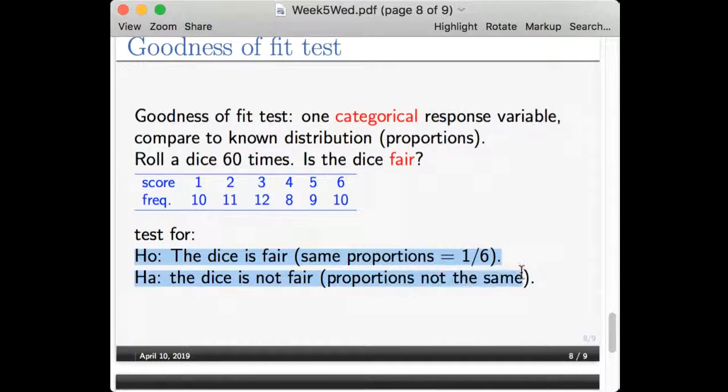To what degree of confidence? Well, if we don't say, we assume 0.05 is our cutoff. So, firstly, what are our hypotheses? The null is that the dice is fair, which translates to the proportions all being 1/6. And our alternative is that the dice is not fair. That's H0, the null hypothesis, just a shorthand notation. Sometimes people write H0, sometimes people write HO.